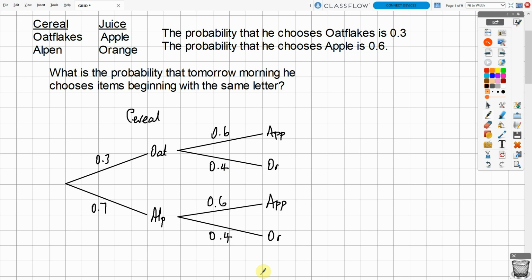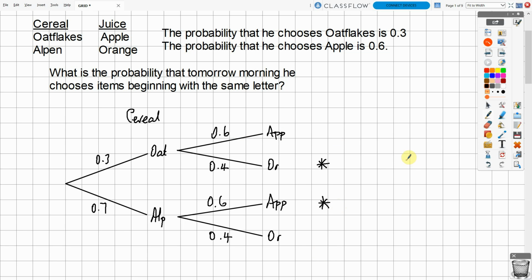Now, what's the probability that tomorrow morning he chooses items beginning with the same letter? Well, that happens if he chooses oat flakes followed by orange juice, or if he chooses Alpen followed by apple juice. These are the 2 branches that we're interested in.